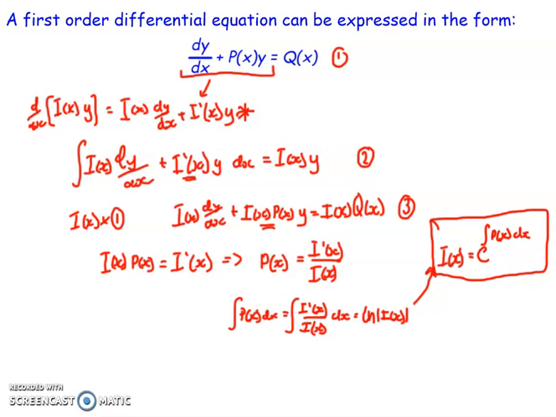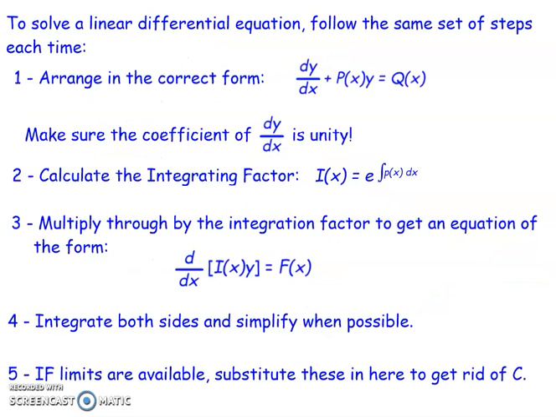There's just a couple of set steps you have to remember whenever you do a question like this. The first thing you always have to do is arrange it in the correct format. So we have to have it written in the form dy by dx plus p of x y equals q of x. Key thing to remember here is the coefficient of dy by dx is unity, i.e. 1. So we always have to have the dy by dx on its own. What we then want to do is calculate the integrating factor, which, as we've just stated before, is e to the integral of p of x dx.